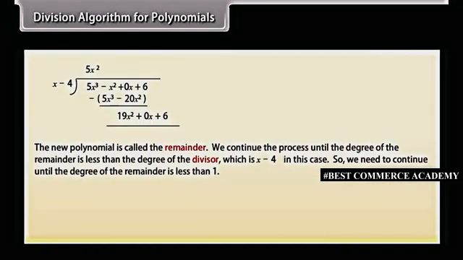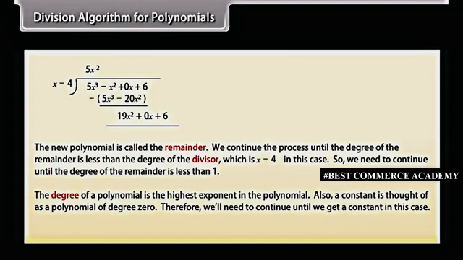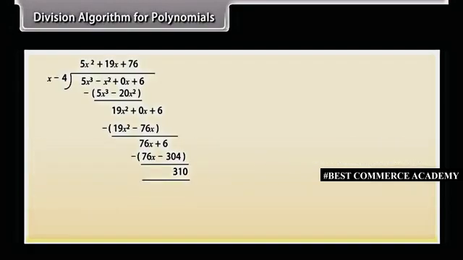The new polynomial is called the remainder. We continue the process until the degree of the remainder is less than the degree of the divisor, which is x minus 4 in this case. So, we need to continue until the degree of the remainder is less than 1. The degree of a polynomial is the highest exponent in the polynomial. Also, a constant is thought of as a polynomial of degree 0. Therefore, we will need to continue until we get a constant in this case. Here is the rest of the work for this example.